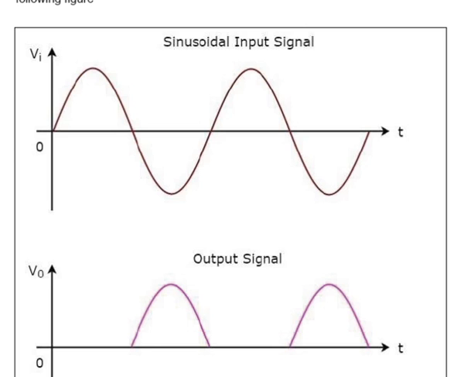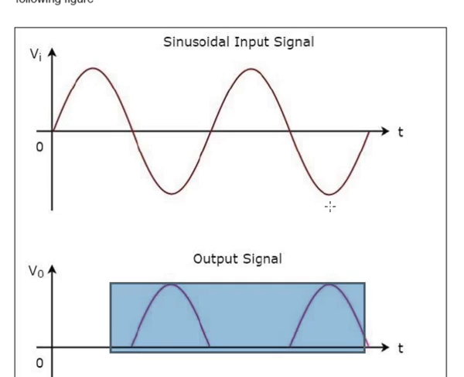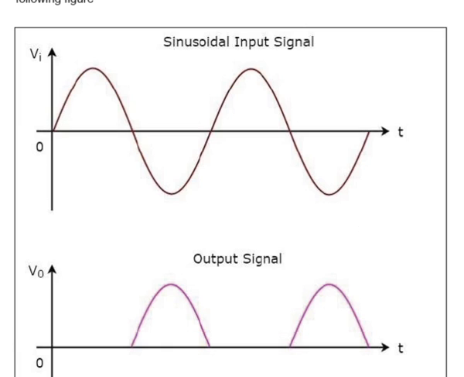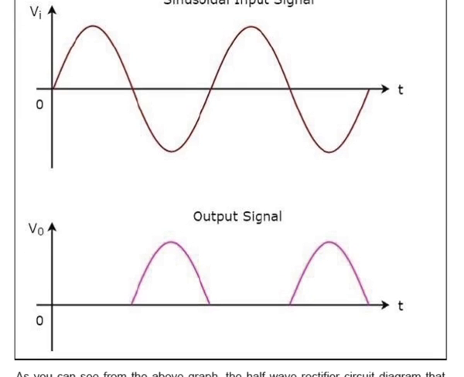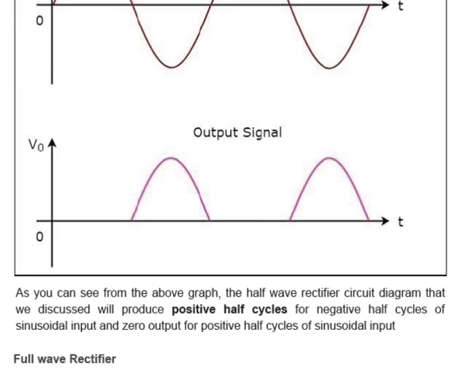So here this is the output of the op-amp half wave rectifier. Here the upper one is the sinusoidal input and this one is the output. So you can see in the graph, the half wave rectifier circuit that we discussed produces a positive half cycle for negative half cycles of the sinusoidal input and zero output for the positive half cycle of the sinusoidal input.